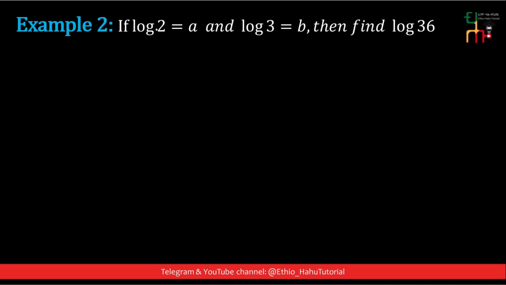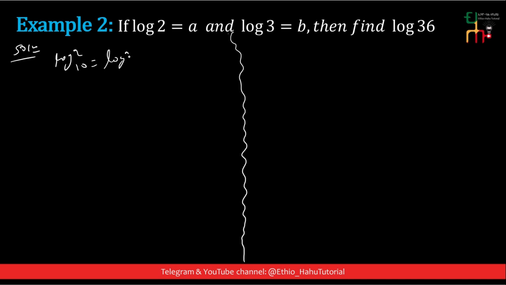The second example: if logarithm of 2 is equal to a and logarithm of 3 is equal to b, then find logarithm of 36. These logarithms are common logarithms. Logarithm of 2 to the base 10 is simply logarithm of 2, since it is a common logarithm, and is equal to a. And logarithm of 3 to the base 10 is logarithm of 3, which is equal to b.